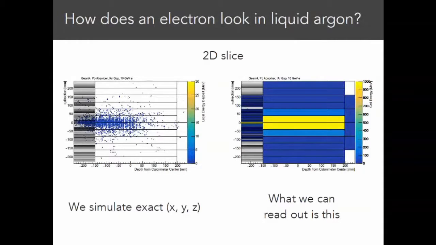Just to frame this, what does an electron look like inside a liquid argon calorimeter? We have an idealized calorimeter shown here, simulated with Geant4, and we simulate exact XYZ coordinates of particles as they decay. What we can read out is what we see on the right. These are summations within cells. Obviously we lose a bunch of position information, but we wanted this to be as close to a realistic scenario as possible.